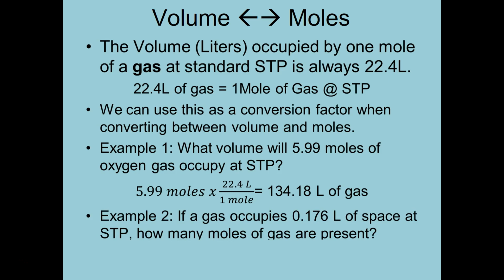Let's try another example. If a gas occupies 0.176 liters of space at STP, how many moles of gas are present? Similar to last time, we are going to start with our number in our problem, 0.176 liters. This time we're going to use the conversion factor in the other direction because we want our liters to cancel out, 22.4 on the bottom. And once we do the math, we get 0.00783 moles of gas.